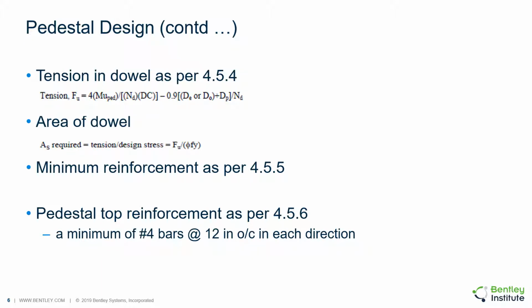Continuing with the pedestal design, here are the main checks performed. Based on the overturning moment and the axial force at the base of the pedestal, the software calculates the tension in a single dowel bar and chooses a dowel bar size so that it can take up this tension. The software also ensures that a minimum reinforcement requirement is satisfied for these dowels. And the same is also satisfied for the ties as per clause 4.5.5. Reinforcing steel is also provided at the top of the pedestal as per section 4.5.6, and a minimum of number 4 bars at 12-inch on center are provided in each direction.